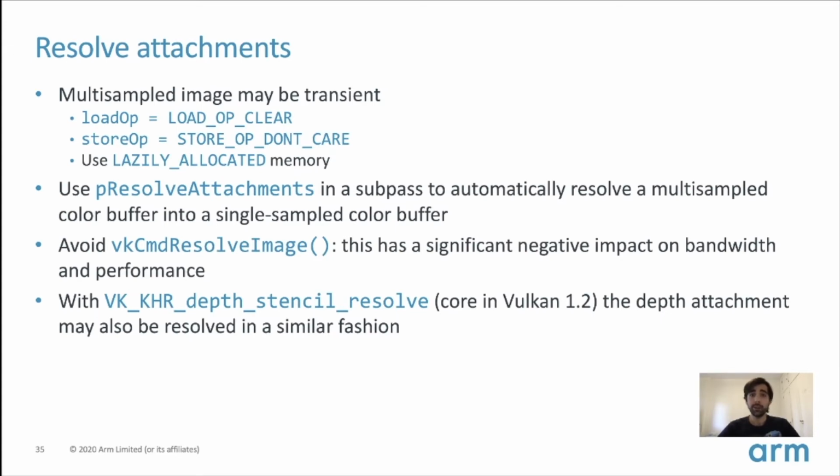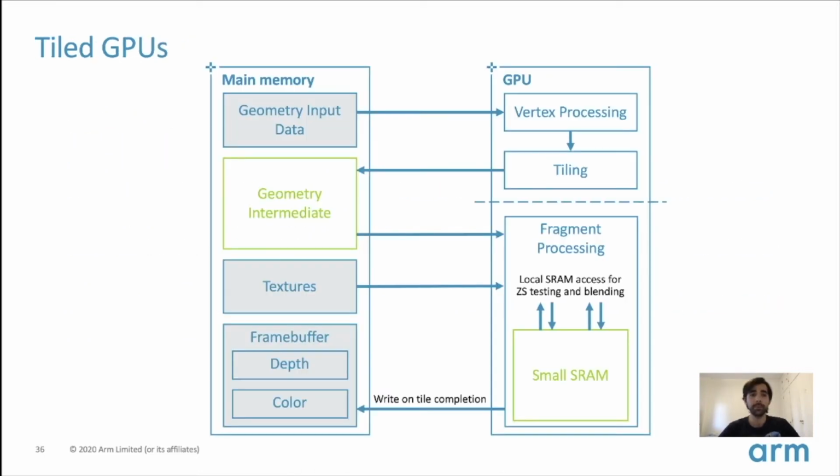To efficiently resolve the multisample attachment, in Vulkan you have 2 options. But the most efficient option is to specify it upfront when you are defining the render pass. And this is a parameter known as pResolveAttachments. If you specify upfront what attachment is going to be the destination of the resolve operation, as we're going to see in a second, you will be saving a lot of bandwidth. If in contrast you use vkCmdResolveImage, you will be introducing a lot of extra overhead. We're going to see why.